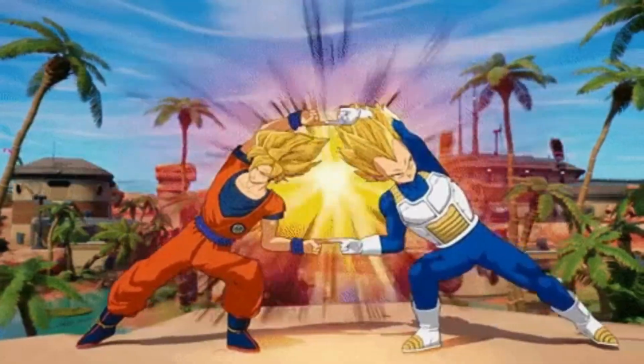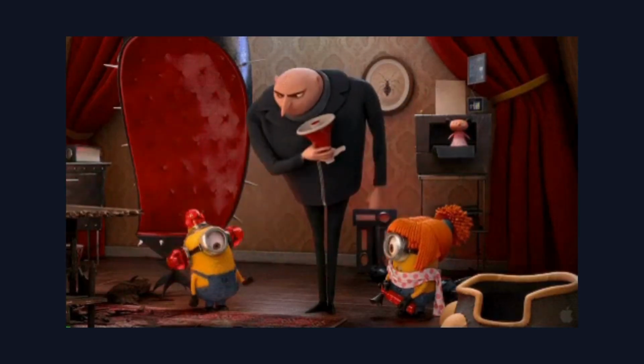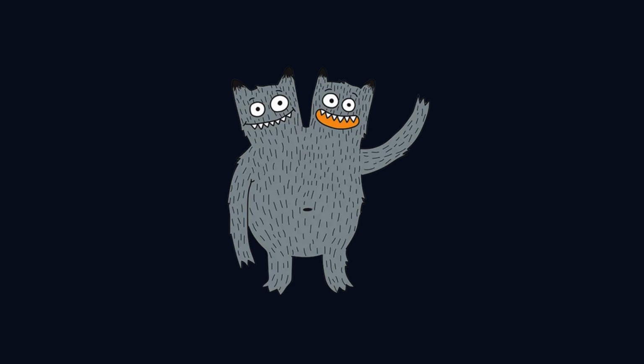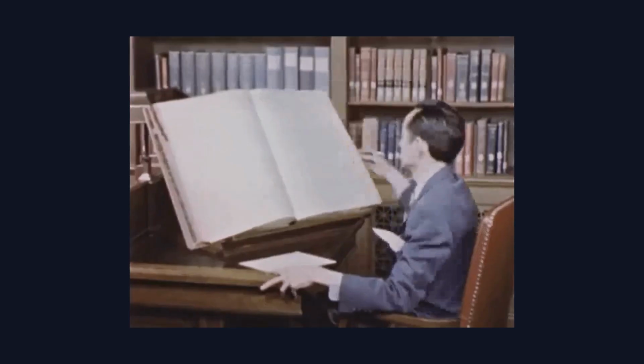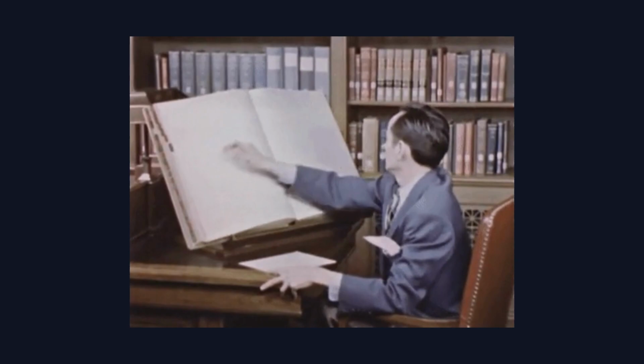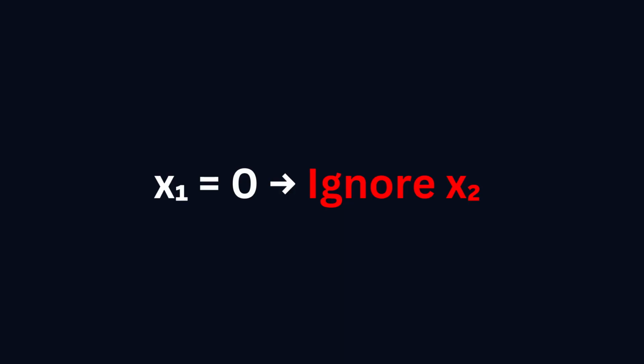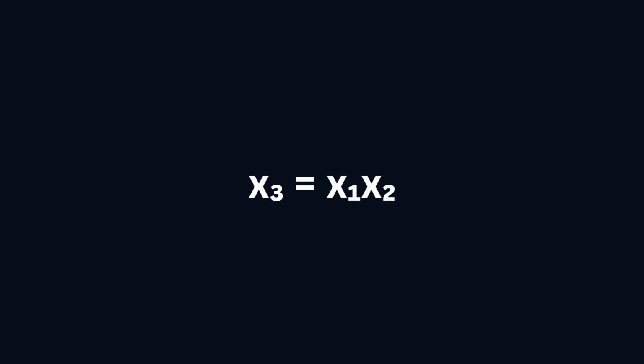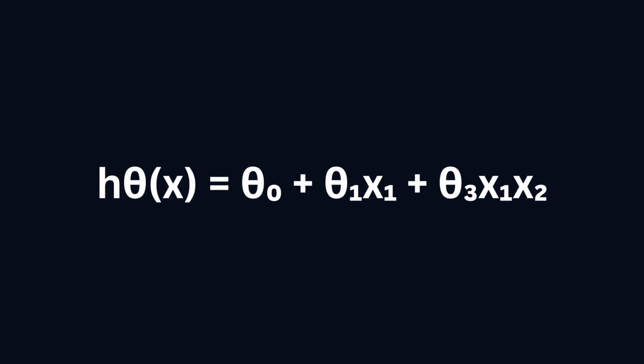One cool thing we can also do is combine features. Sometimes one feature is dependable on another feature. In this case, we can combine them into one. For instance, if we want our hypothesis function to ignore x2 when x1 is 0 and address x2 when x1 is equal to 1, we can introduce a new feature, x3, which is equal to x1 multiplied by x2, and end up with the following hypothesis.